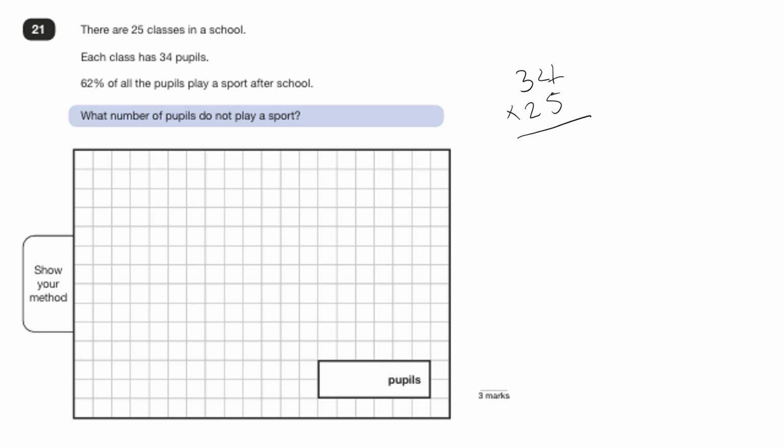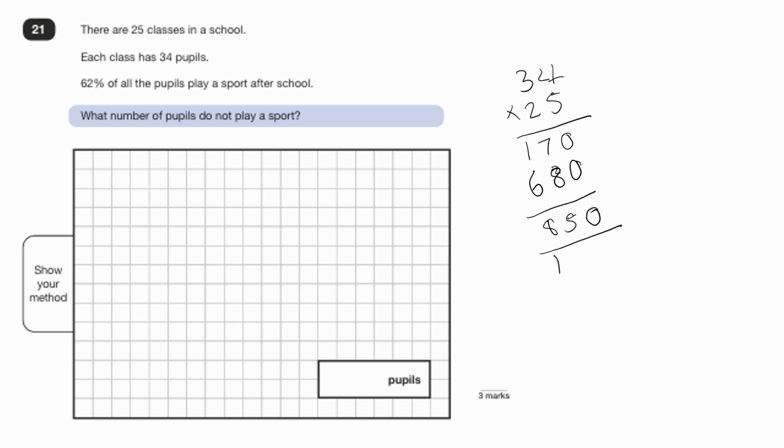So we've got 4 times 5, which is 20. 3 times 5 is just 15. Add the 2, which is 17. Put in your place value holder. 4 times 2 is 8, and 3 times 2 is 6. It's 5. 7 and 8 is 15. 1, 6, 7, and 850 children.